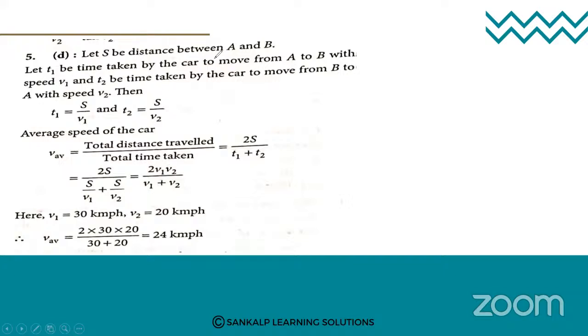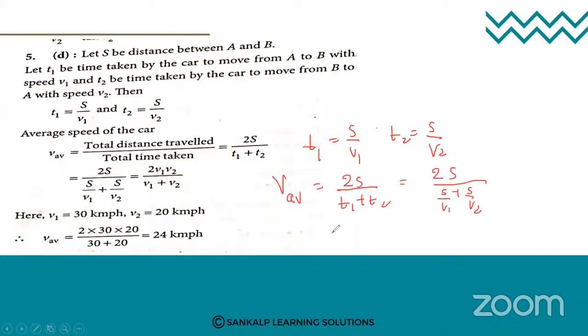Time interval T1 is equal to S upon V1 and T2 is equal to S upon V2. So simplify. Here V1 and V2 values are given, the S will get cancelled. Let's check the solution.